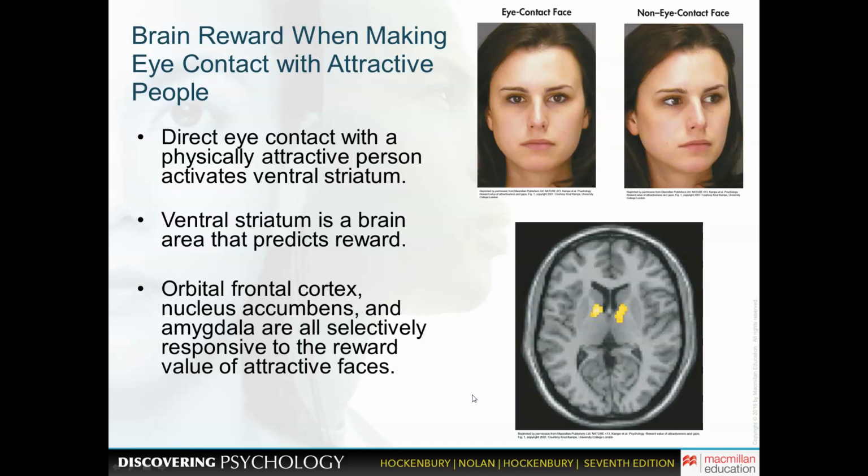A couple other areas I did list are the orbital frontal cortex, the nucleus accumbens and the amygdala. Those are all responsive to the reward value of attractive faces. Okay, moving forward.